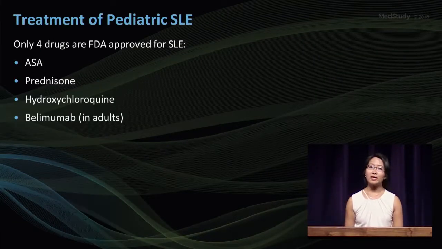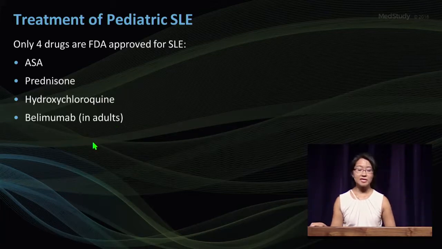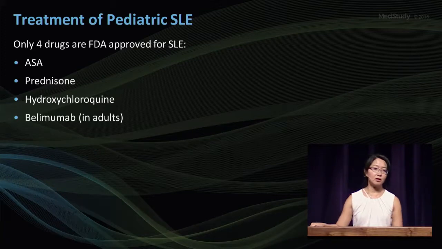There are only 4 FDA-approved drugs for lupus: aspirin, prednisone, hydroxychloroquine, and belimumab, which was approved back in 2010. And it's only approved in adults, not in children. But do we use other therapies? Absolutely, off-label. The FDA didn't approve mycophenolate. The FDA did not approve azathioprine or methotrexate, but we still use them in children.